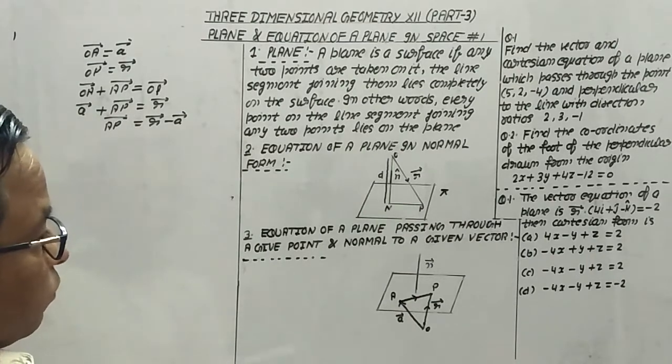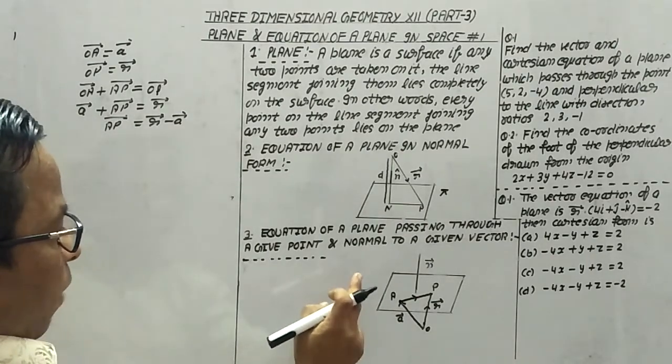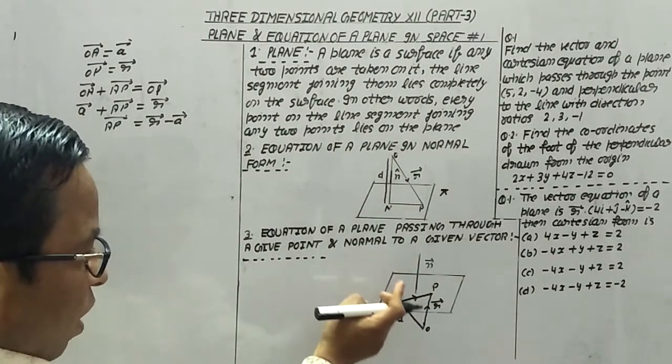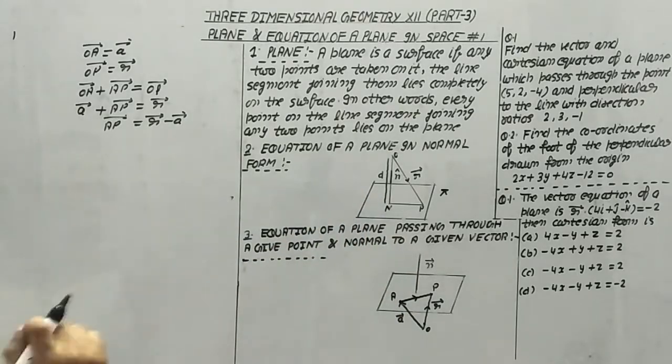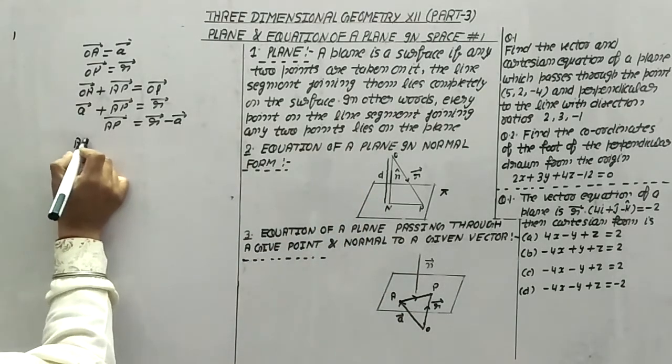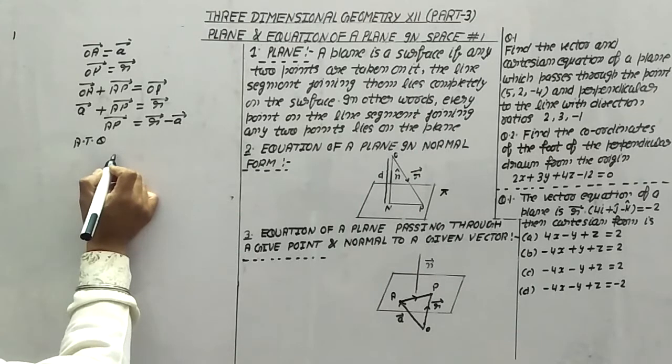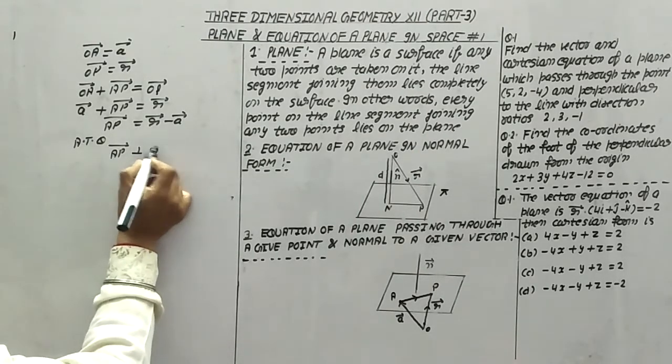Now because this plane is passing through a given point and normal to a given vector n, according to the question we have AP perpendicular to vector n.